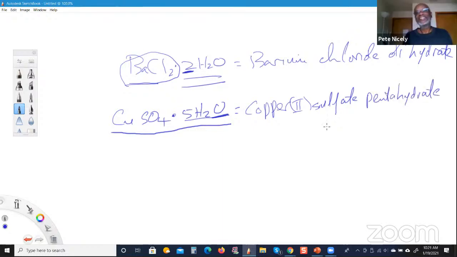Very good. So that's basically how you name hydrates. You name the first part just as you would name any ionic compound, and then for the water part, you indicate the number of water molecules by using the appropriate prefix, and then hydrate after that.